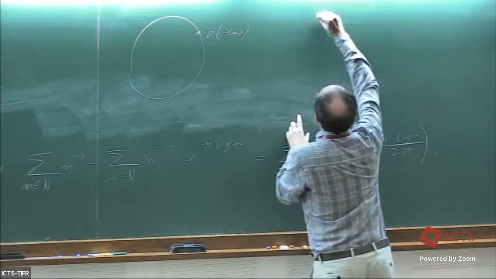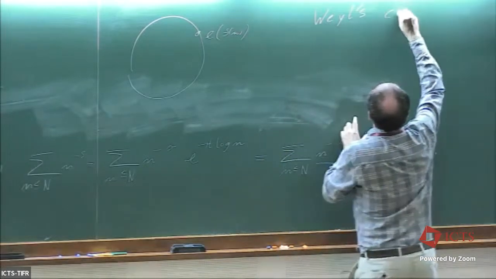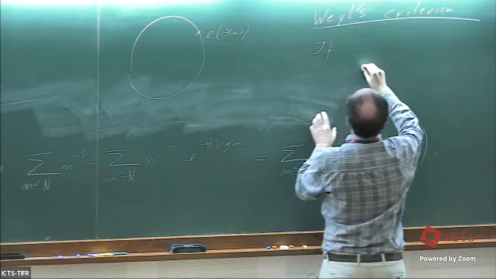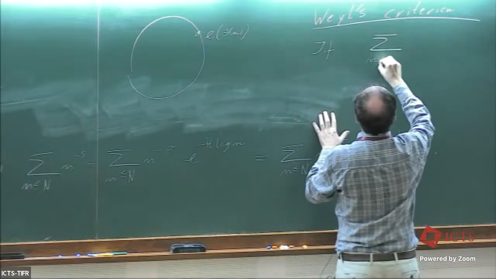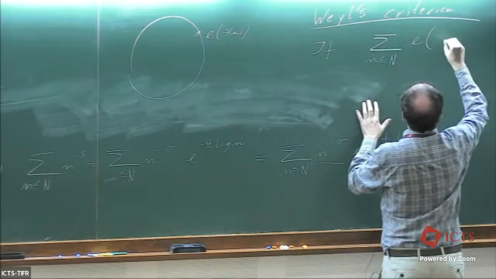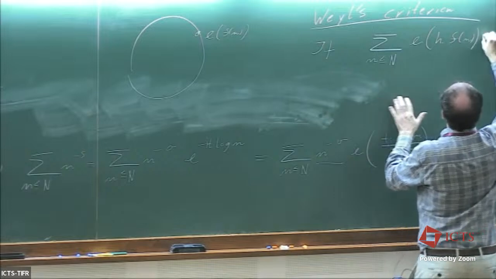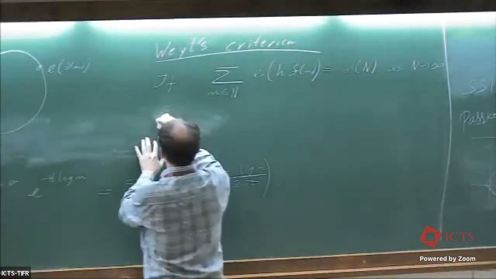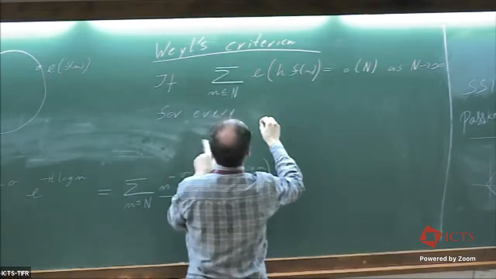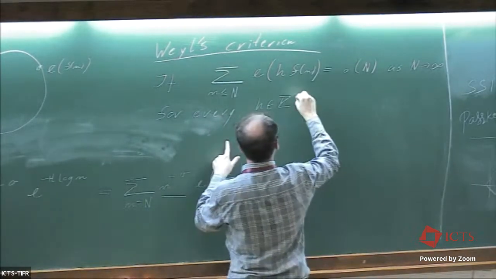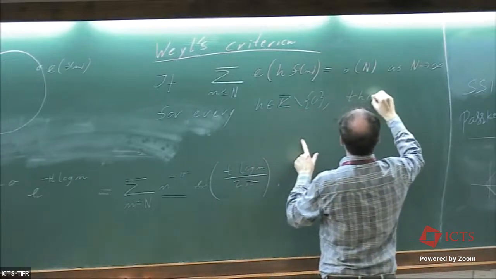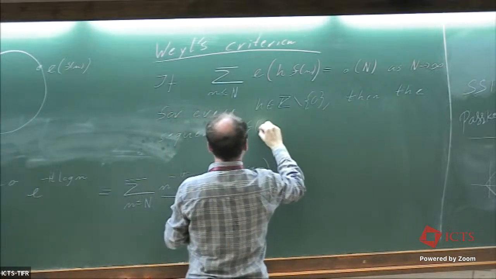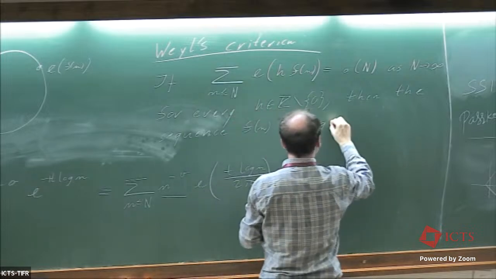So Weil's criterion says: if the sum over n less or equal N of e of h f_n is little o of N as N tends to infinity, for every h an element of the integers without 0, then the sequence f_n is equidistributed modulo 1.